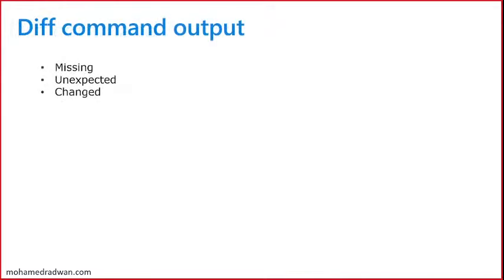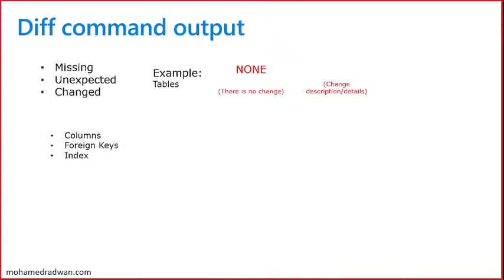So with the diff command, this will display 3 items, as I explained before: missing, unexpected, and changed, for several items. Let's say, for example, tables. If there is no missing or unexpected or a change, it will be none. But if there is a change, you will find the description of the details. And this will be columns, foreign keys, indexes, primary keys, tables, unique constraints, views, catalogs, schemas, and sequences.